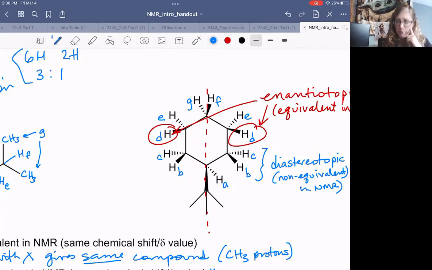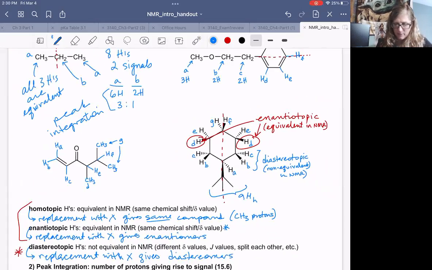Do we have any other protons here? How about the T-butyl group? We actually have 9 protons here. There are 9 protons on those 3 methyl groups, and those are all the same type. So where are we? A, B, C, D, F, G. This would be type H. Excellent. Okay.